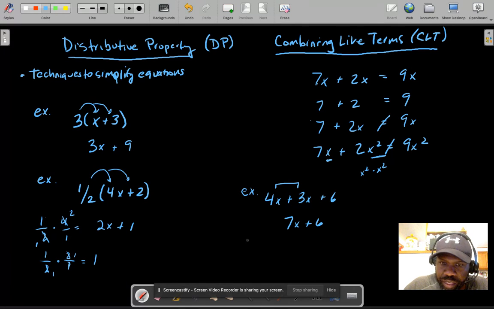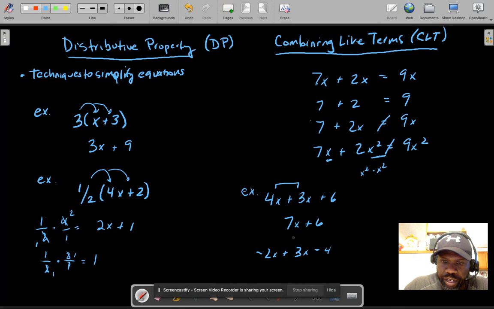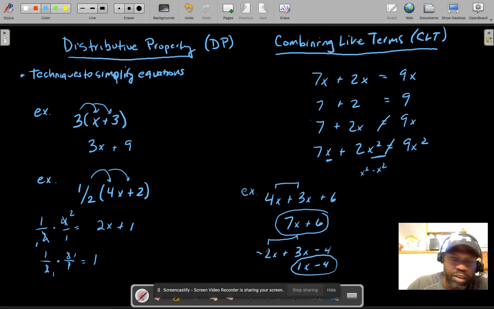Okay, another one. Negative 2x plus 3x minus 4. Okay, same thing. These two are like terms. Now remember, the sign to the left of the number goes with the number itself. So that's negative 2 plus 3. So this becomes positive 1x minus 4. Okay, and that's how it would work. 1x minus 4.